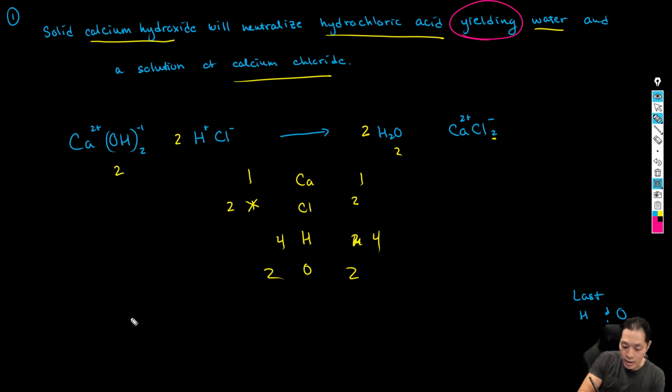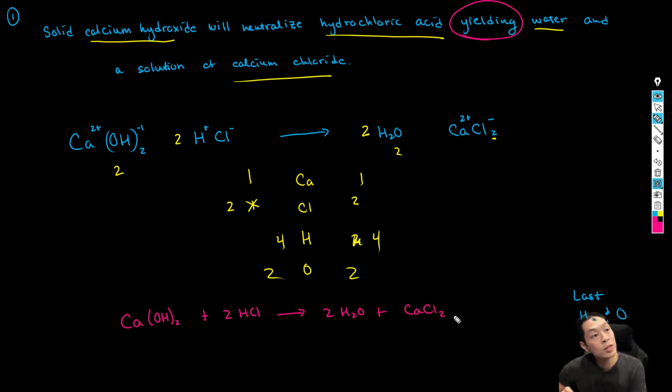So I have Ca(OH)2, because you need 2 OHs or hydroxyl groups to balance the calcium, plus 2 HCl yields 2 H2O and calcium chloride. So there is our balanced equation.